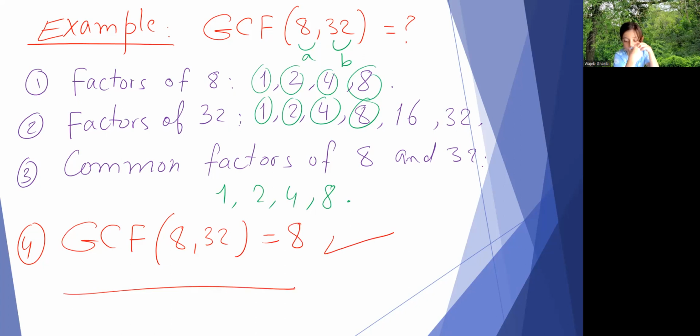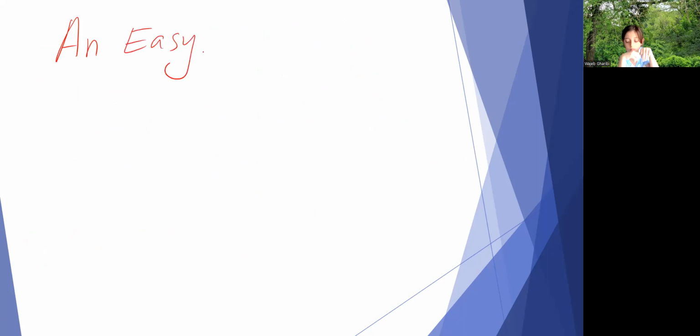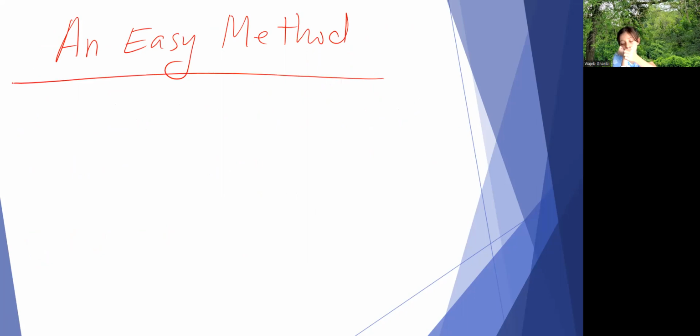This is the first method. Let us go for the second method. What is the second easy method? An easy method. Now let us study an easy method. For what? For finding what?